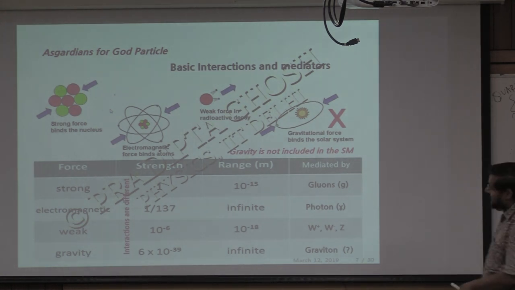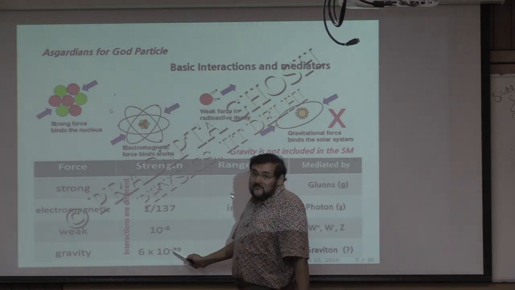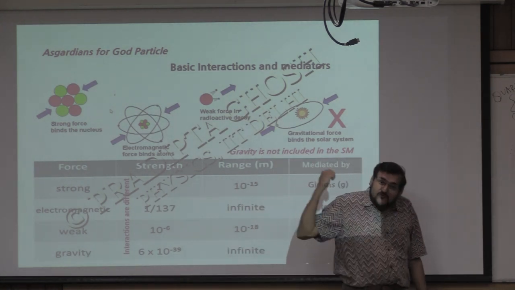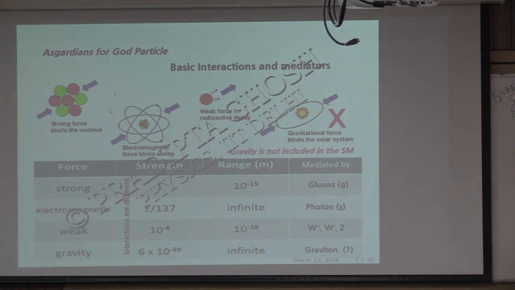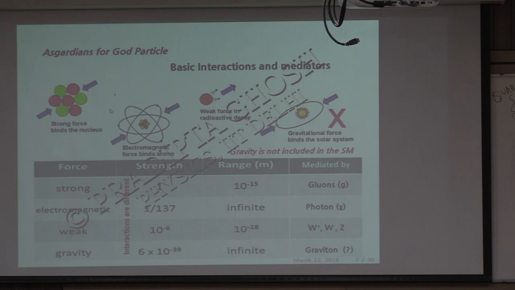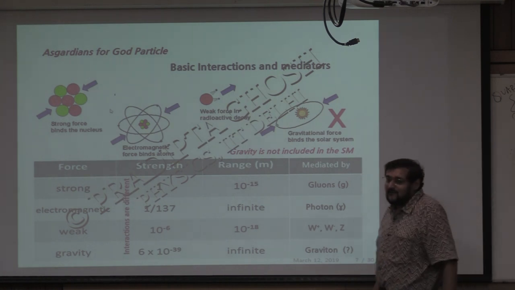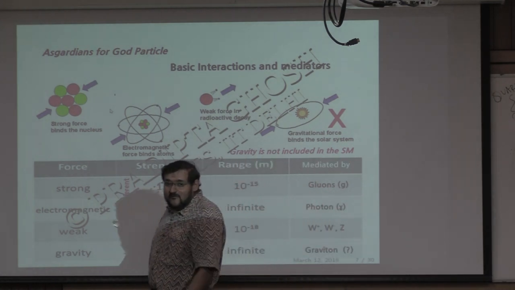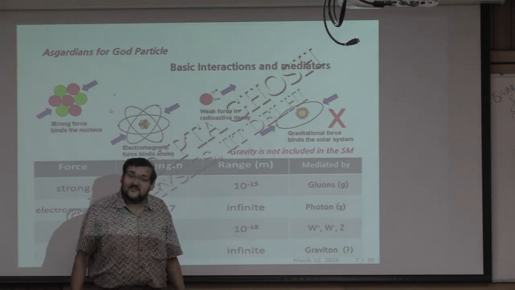Because you see, look at the interaction scale, 10 to the power minus 39, and if you look at the masses, they are so tiny. I can give you one quick example, just think about it. We always say that two electrons, when you put them together, will repel. Why? But you also have neutron stars, where matter says that masses should attract each other.